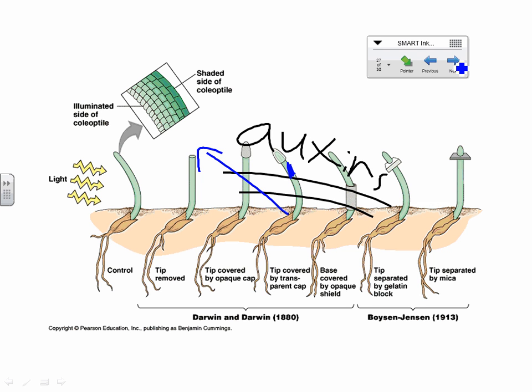And you can see that this side over here is growing faster than this side right here is. And that causes it to bend toward the light. That's the reason it bends. The shady side is growing faster than the side on the light, and that causes it to bend to the light. Makes a lot of sense.